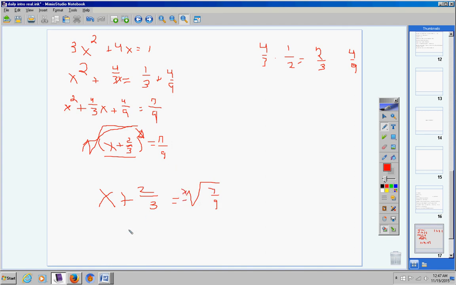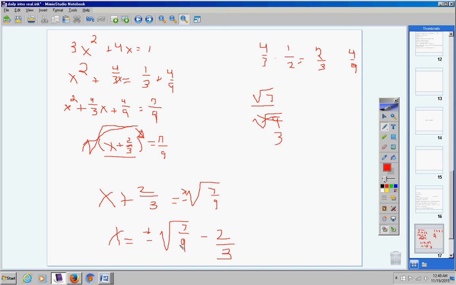Now, bring the 2 thirds over and make it negative. So plus or minus the square root of 7 9ths minus 2 thirds. Now it looks like you're done, but hold it. Look at your square root. Remember, the square root of 7 9ths is the same thing as the square root of 7 over the square root of 9. Well, we know the square root of one of these. Which one is it? This one. So really, this can become a 3.